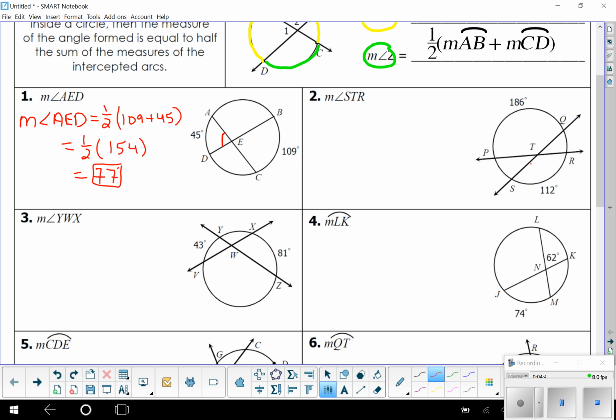So for number 2, we want to find this one. So remember, you have to do the setup. So the measure of angle STR is equal to 1/2 the measure of the bigger plus the smaller. So remember, we want to find STR. So these are the two arcs that are around it. So 1/2, combine these two is 298. And the answer is 149.